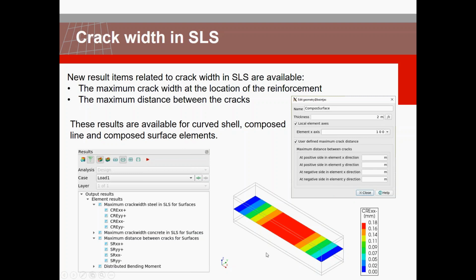Here you see, for example, just a beam with just one span, and it is loaded with a pressure on the top surface. So this beam is going to bend, and you see that the crack width corresponds with the reinforcement bending moment. So the largest values of the crack width are at the middle of the span.